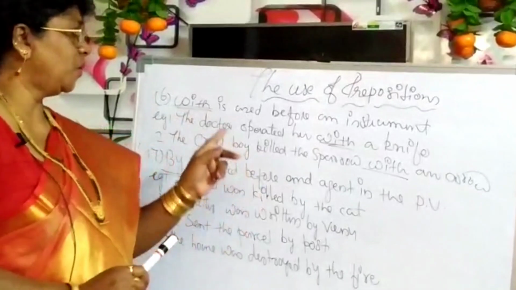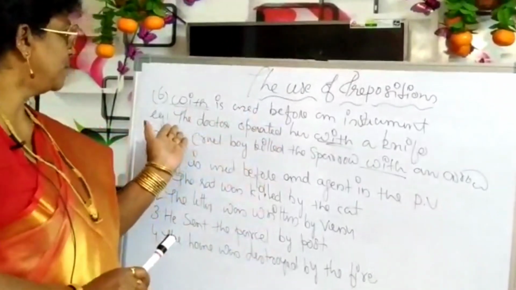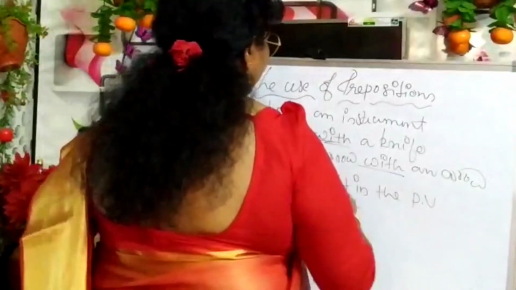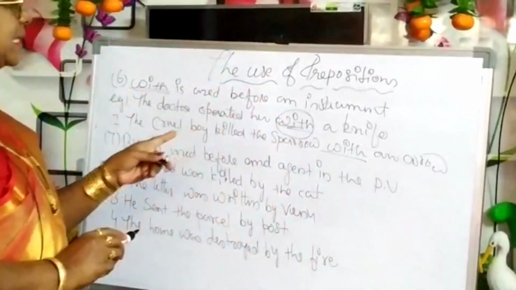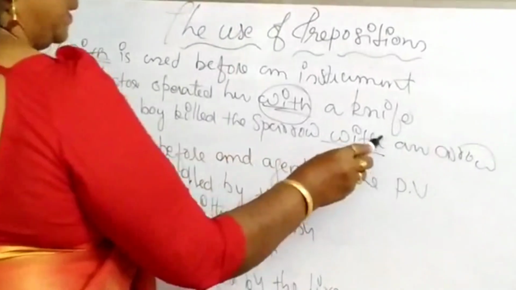With. With is used before an instrument. The doctor operated on her with a knife. The cruel boy killed the sparrow with an arrow.